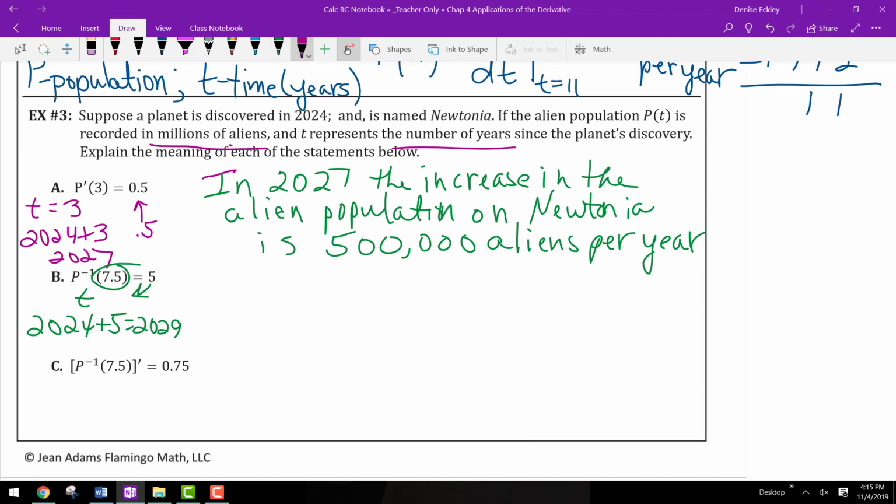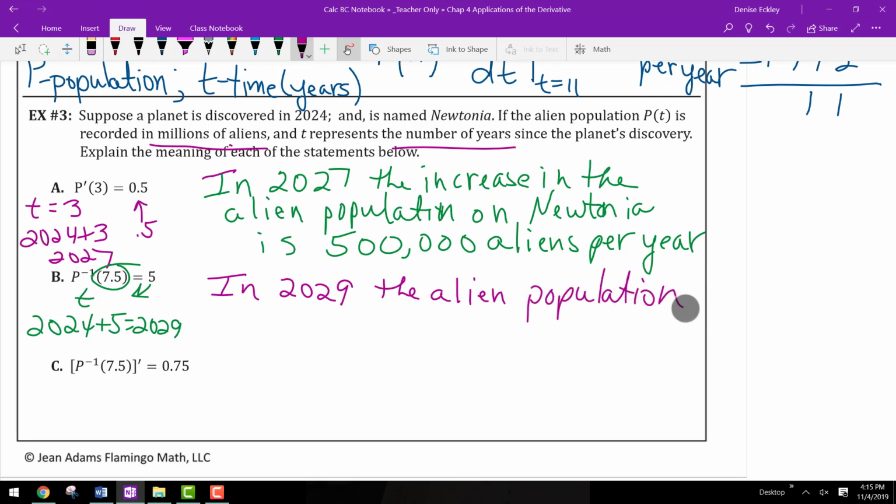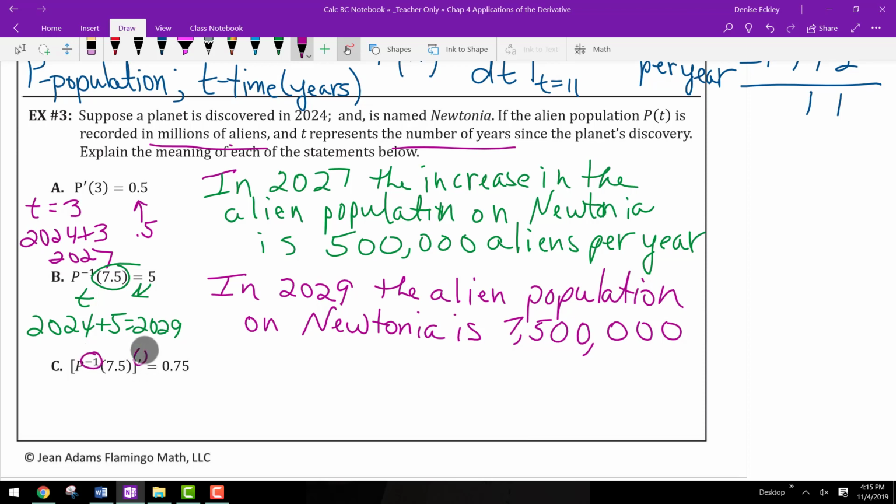So since it's the inverse, we're given the opposite. So in 2029, the alien population on Newtonia is, you can put 7.5 million or 7,500,000. Okay, and then finally, now we have an inverse, but we're taking a derivative of the inverse.